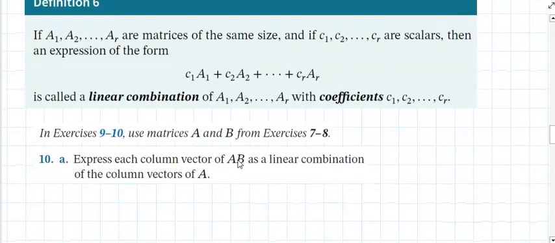All right, here's a definition. Linear combination, a topic that's going to follow us. We're not going to go into full details about it now because it doesn't apply fully right now.